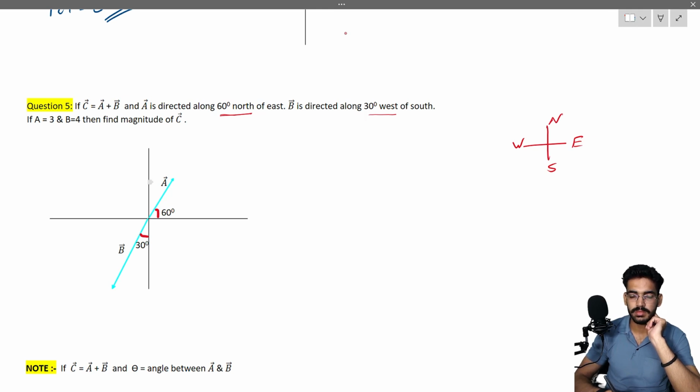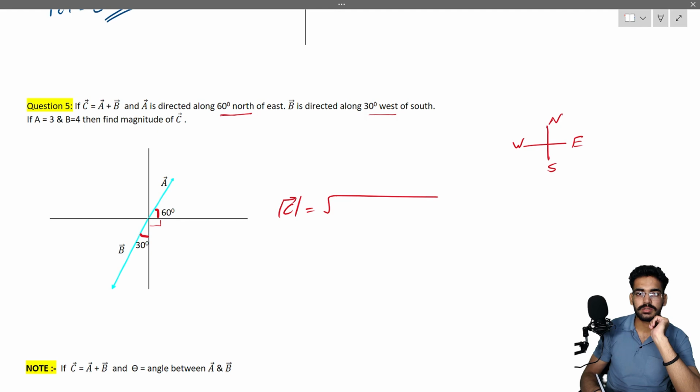So this is going to come 30 degree, like this, and the magnitude of A is given as 3 and the magnitude of B is given as 4. Now he is asking the magnitude of C. So basically the question is, you have to find out the angle between them. So this is 90, this is 60, this is 90, this is 30. So this angle is 180, they are just opposite.